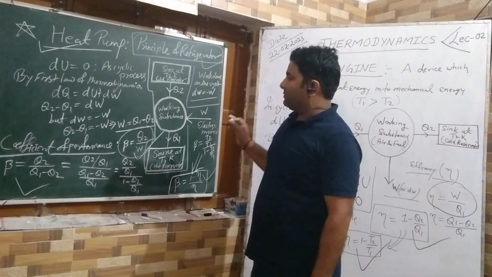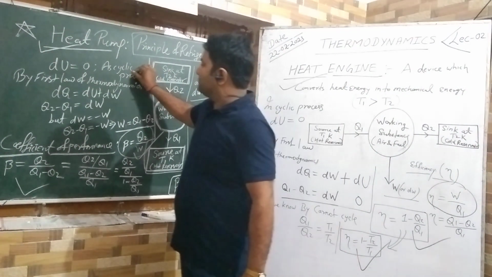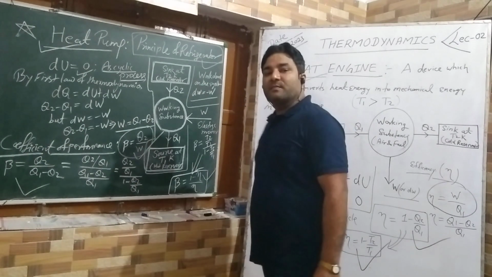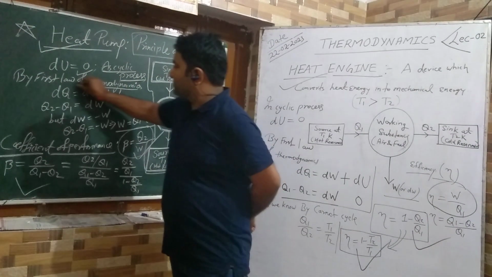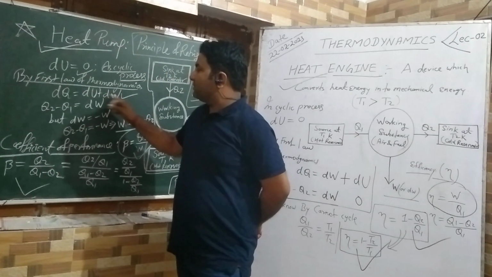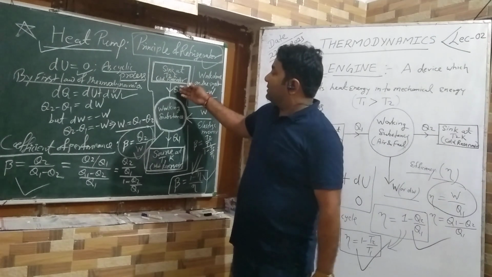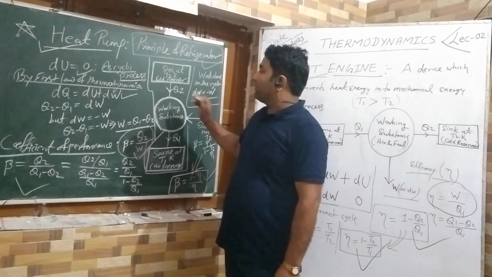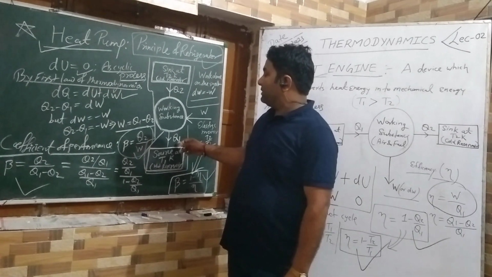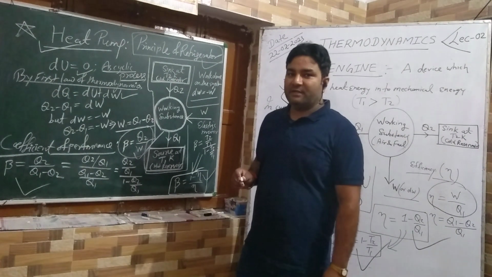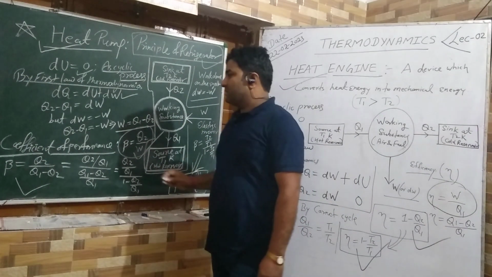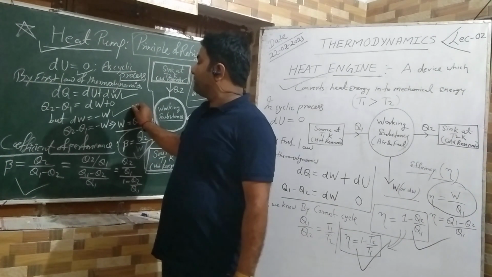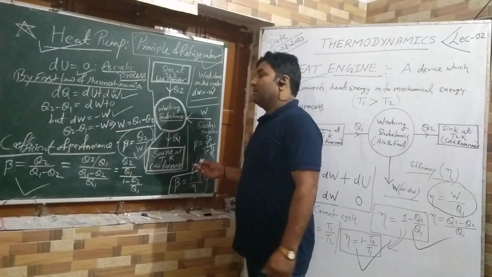Clear? Let's see. In this heat pump, the process is also cyclic, and due to the cyclic process, change in internal energy becomes what? Zero. And the first law of thermodynamics, that is dQ equal to dU plus dW, and dQ here: some part of heat is transferred to the sink, and the most part of heat is taken from the sink, then Q2 minus Q1 is the remaining amount of it that remains inside the working substance. That is what dQ equal to Q2 minus Q1, and dU becomes 0. So 0 plus dW, and dW equal to minus W, no matter.